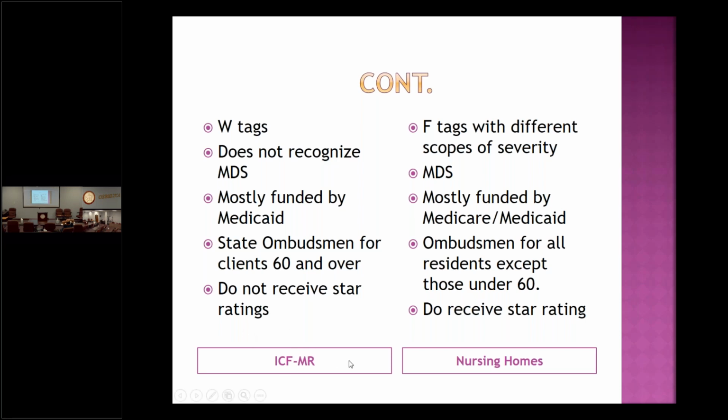Also, in the ICF, we do not receive star ratings. So as far as the quality of care is concerned, we do not have that component. Now, we have looked at trying to add something so that we could capture more funding, but at this time, we do not have that.